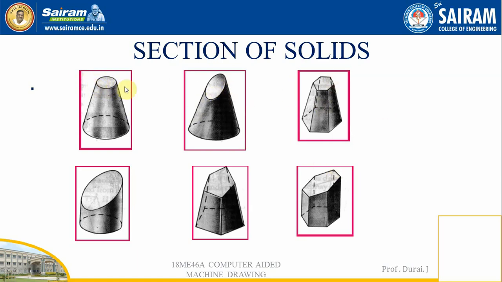After cutting, what is the shape we are getting? This shape is called the true shape of the section. Here in this cone, the true shape of the section looks like an ellipse. Those are the things we are going to create in this section of solids.